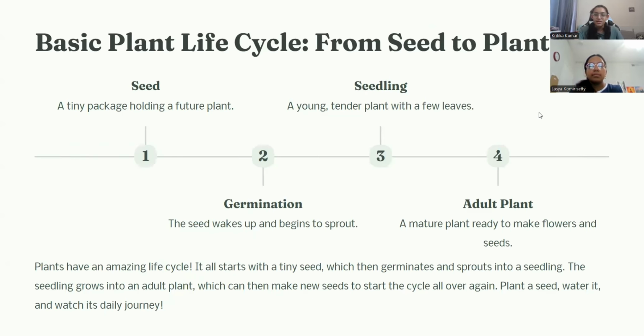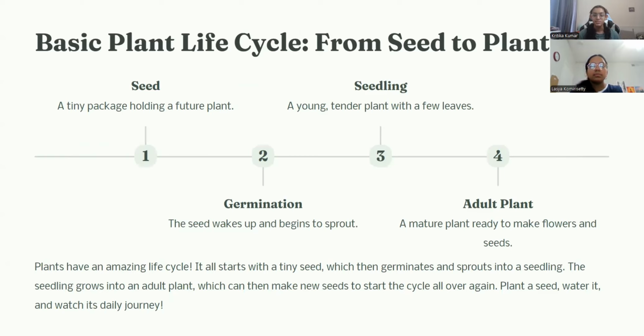Okay, so now we're going to be talking about the plant's life cycle. A plant goes from being a seed to being a full grown, healthy plant. So, let's talk about it a little more in depth. At first, we plant a seed, and a seed is a tiny package holding a future plant.